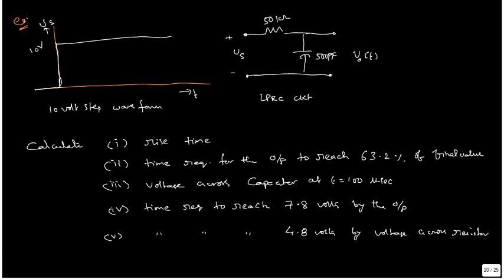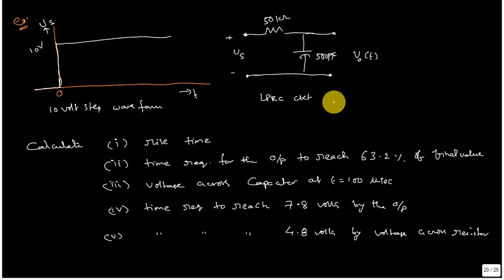A 10 volt step starting at t equal to 0 is applied as input for this LPRC circuit. First we are going to calculate the rise time. Next, the time required for the output to reach 63.2% of its final value, and the voltage across the capacitor at t equal to 100 microseconds. Next, the time for the output waveform to reach 7.8 volts.